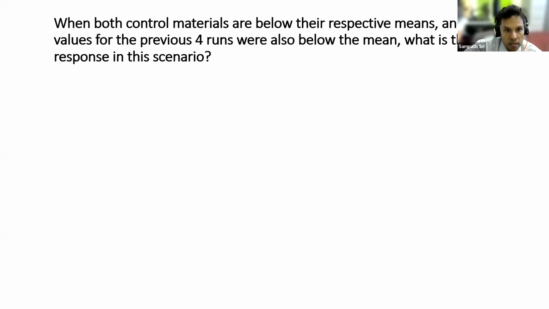When both control materials are below their respective means and the values for the previous 4 runs were also below the mean, what is the first response in this scenario? That means we have the previous 8 results below the mean, and now we have 2 results below the mean. So this gives a 10x rule violation and we have to reject the run.